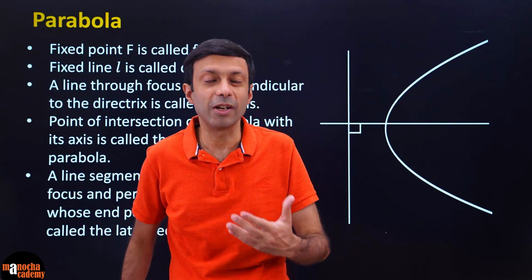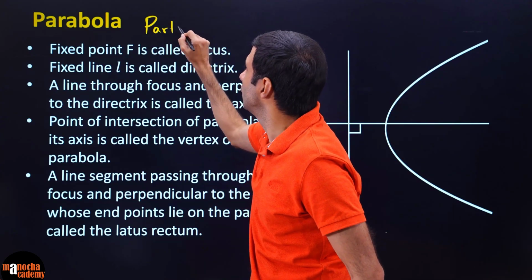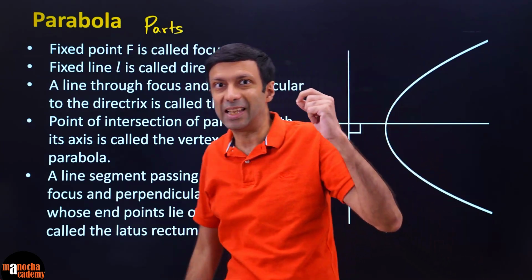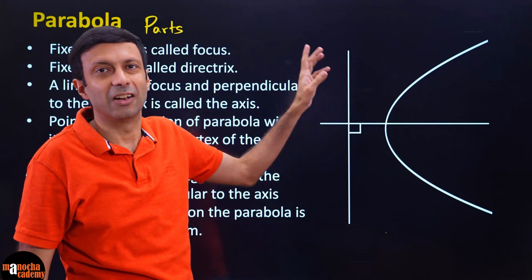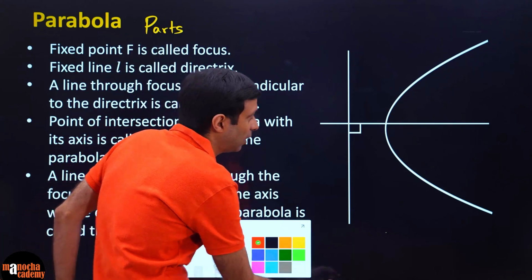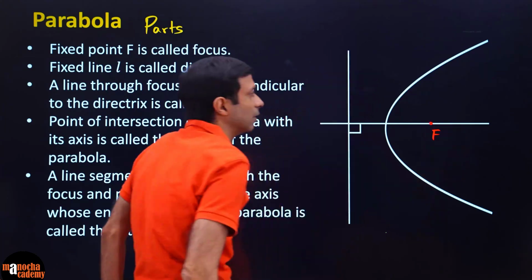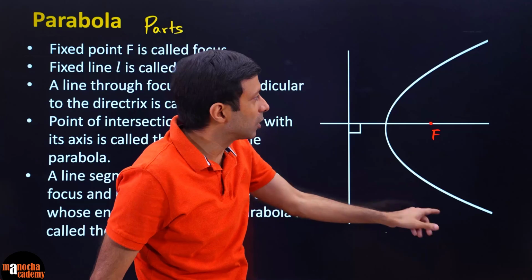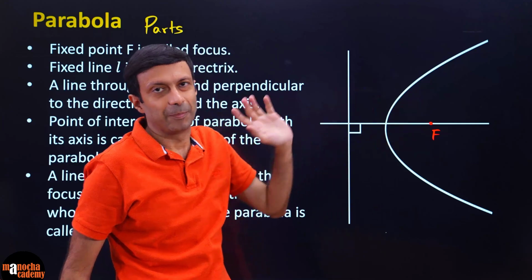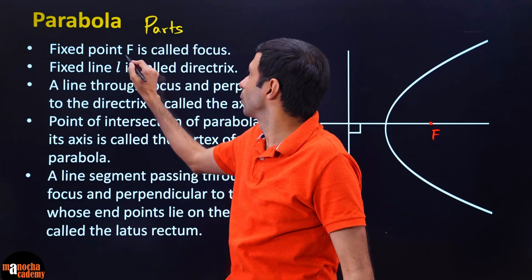Now let's look at the important parts of the parabola. So we are going to look at the different parts of the parabola. Remember, we have talked about the focus already. Focus is that fixed point from where the distance to the focus and to our line needs to be equal. So let's say this is your parabola. This is where the focus lies. So you can see that the focus will lie in the curved part of it, right? So it curves this way, so focus will be somewhere here. Okay, that is our fixed point.